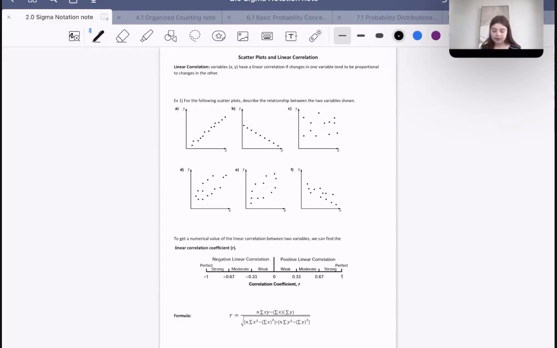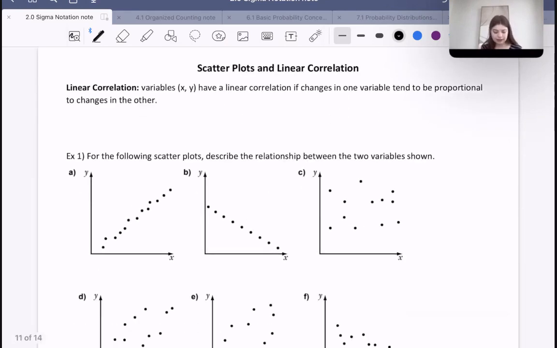So, what is linear correlation? Linear correlation says that variables x, y have a linear correlation if changes in one variable tend to be proportional to changes in the other. So, let's talk about these scenarios. For the following scatter plots, let's describe the relationship between the two variables shown.